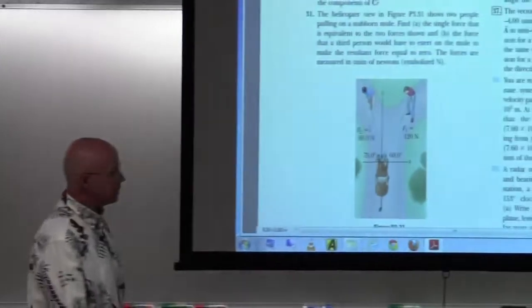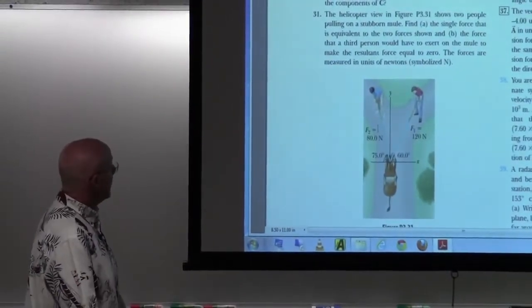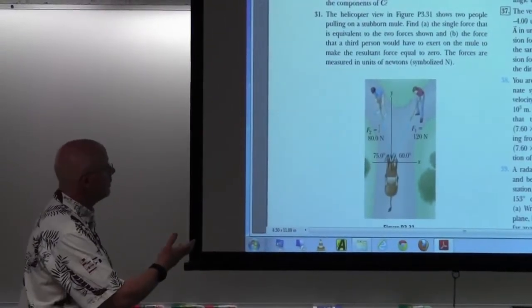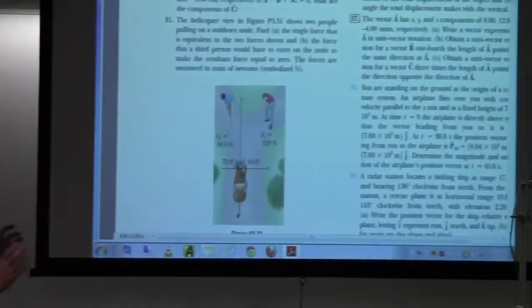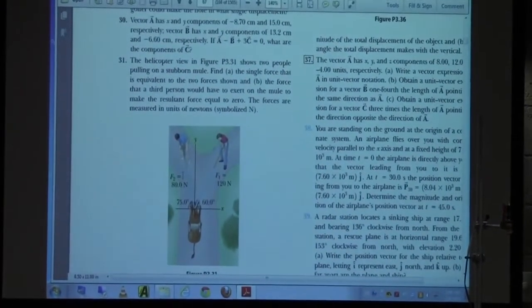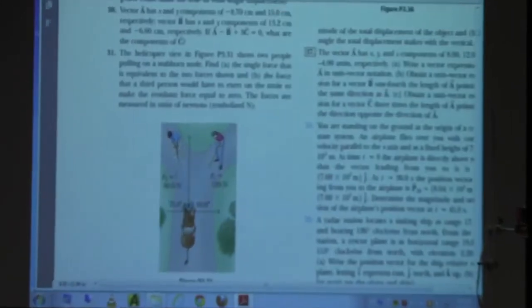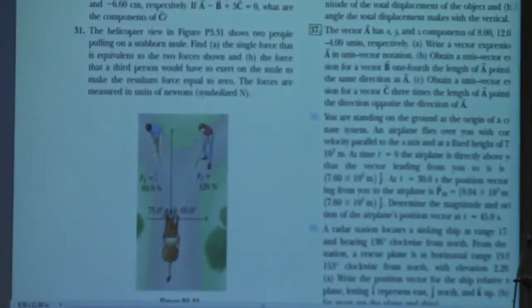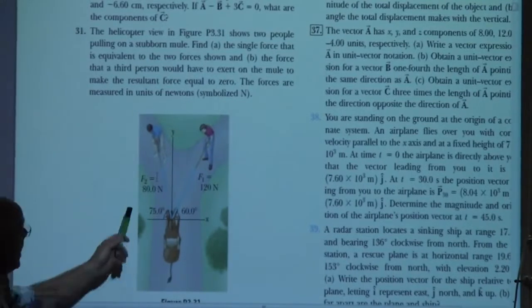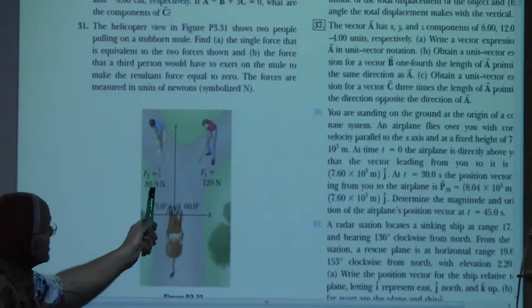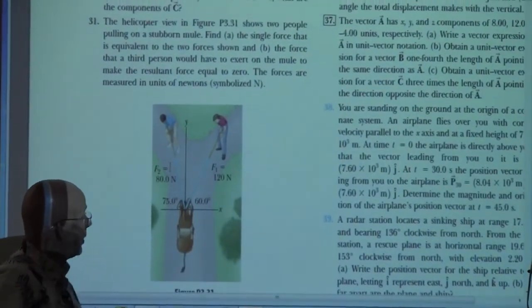So this one has two forces on a mule. And let's read this here. It says a helicopter view, number 31, shows two people pulling on this stubborn mule. Find A, the single force that is equivalent to this force. That's just a fancy way of saying, could you put these two forces together? What are these two equal to? Okay, and so they show us that one person is pushing with a force of 80, the other is 120.